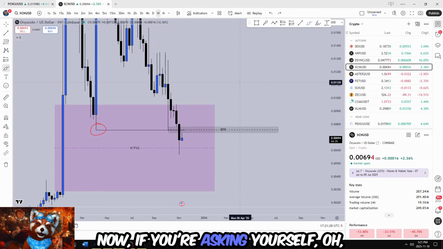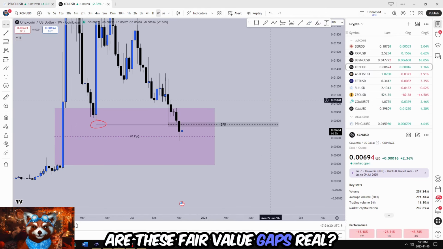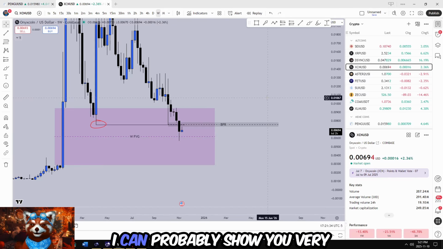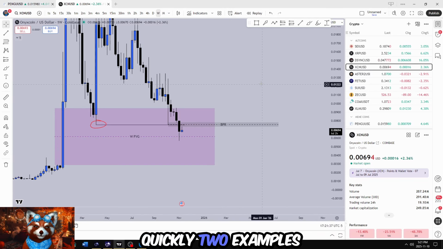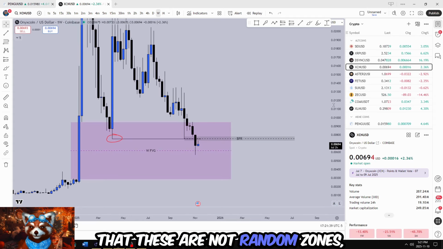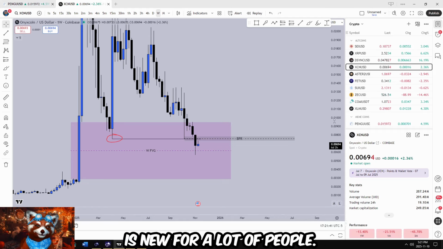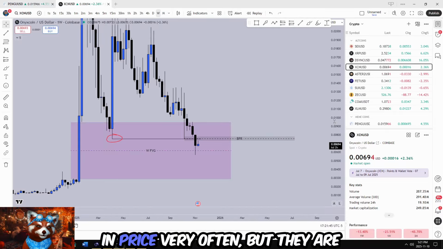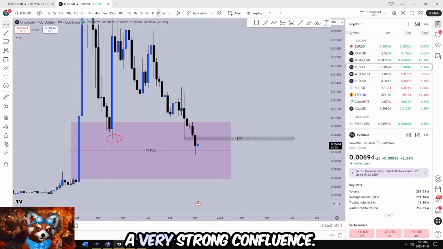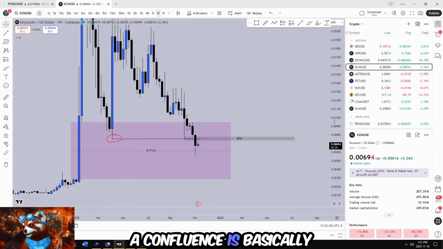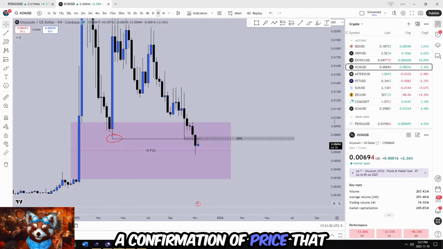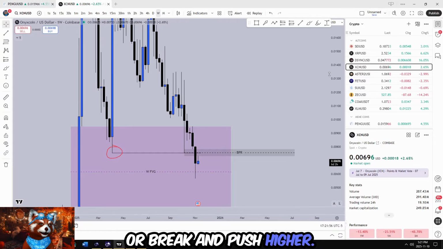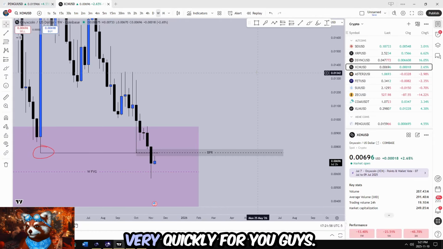Now, if you're asking yourself, are these fair value gaps real? Do they really matter? Are they strong? Are they just made up zones? I can probably show you very quickly two examples that these are not random zones, because I know this term is new for a lot of people. You don't hear fair value gaps, imbalances in price very often, but they are a very strong confluence. A confluence is basically a confirmation of price that price wants to respect or break and push higher. Okay, so let me look for that very quickly for you guys.